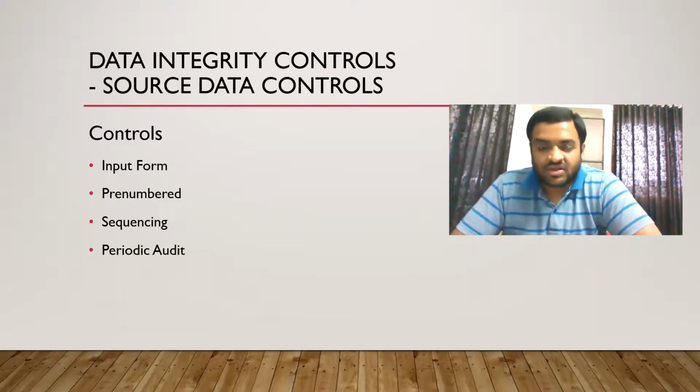So once again, what are the 4 controls? We will issue an input form. It must be pre-numbered. We will issue it in sequence, and we will conduct periodic audit. So these are the 4 controls for source data.